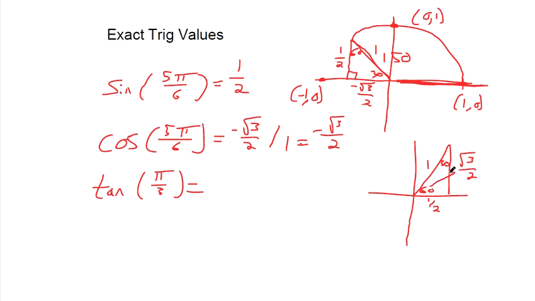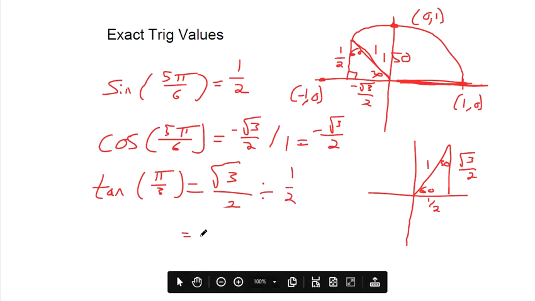Tangent is the opposite divided by the adjacent. So we got square root of 3 over 2 divided by the adjacent. So you got to flip and multiply that second fraction. And if you do, the 2's cross cancel, we're left with square root of 3. So the tangent of pi over 3, that's square root of 3.